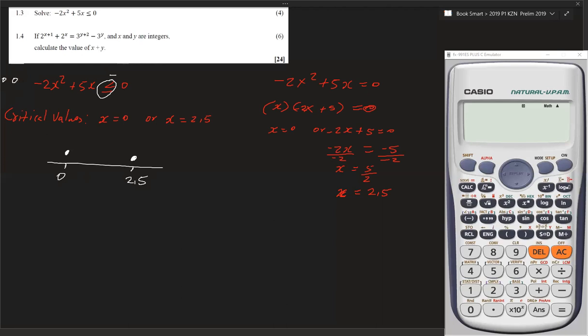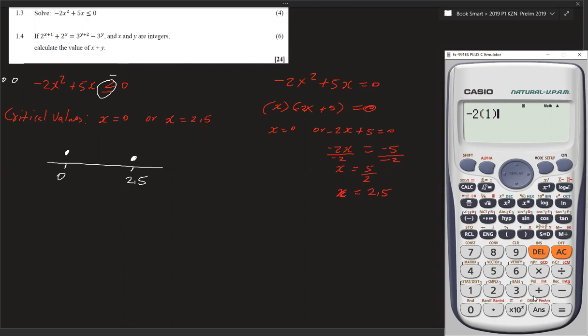Sharp. And then now, you take any random number. You can take this side, or that side. For example, I can choose which number here in the middle. We can choose 1, for example, because 1 lies between 0 and 2.5. And then you go to your calculator. You type whatever you have. So I have negative 2, but where there's x, you put the number that you chose. So I chose 1 in this case.